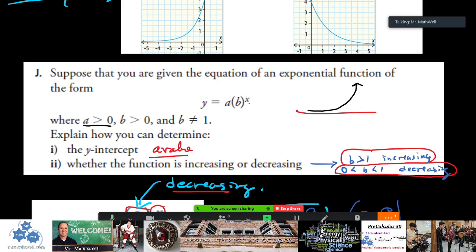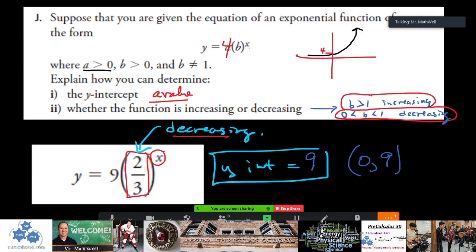Now, the a value also gives us an indication of what the y-intercept is. That's very important. If you have a equals 1, then the y-intercept is always 1. If you have a equals 4, the y-intercept would be 4. It multiplies everything. Every value of y is multiplied by a. We talked about that as well.